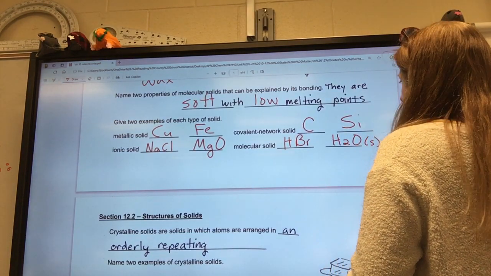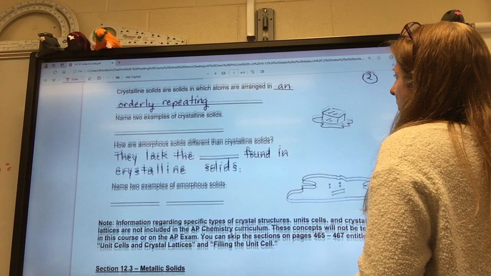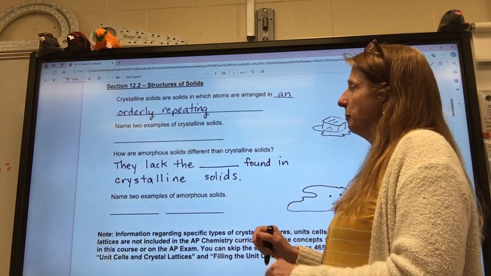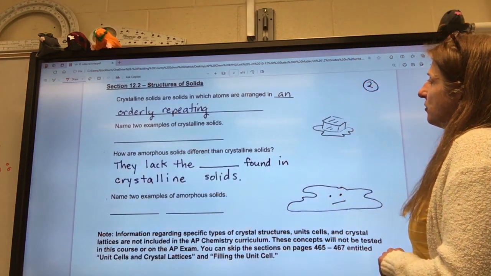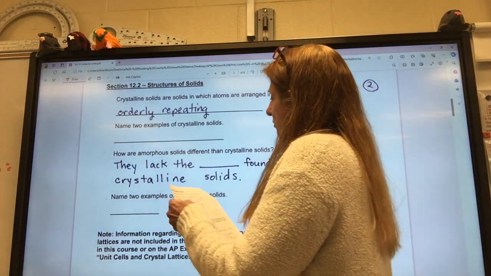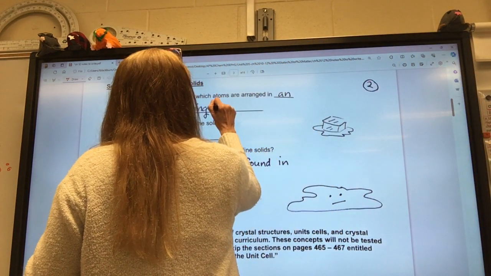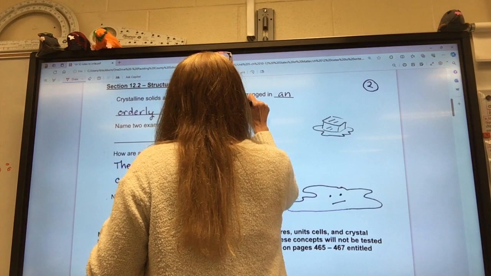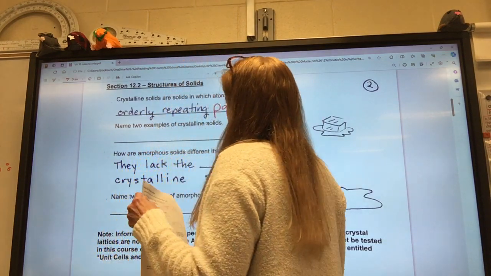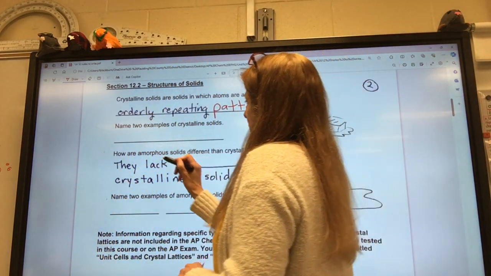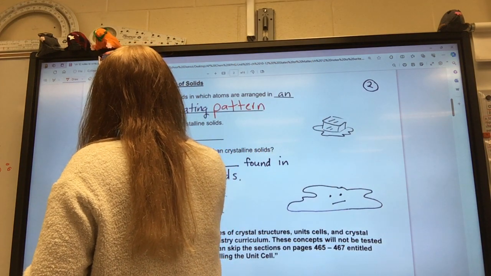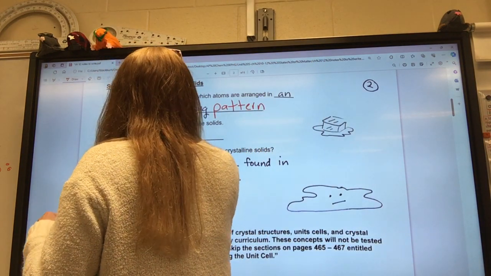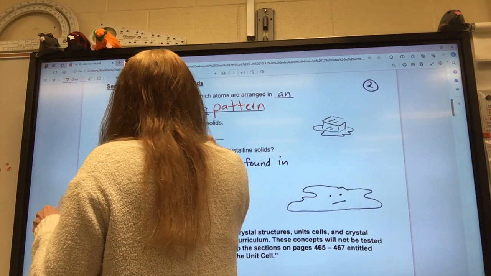This is some easy stuff that you pretty much know, but just in case, I decided we better go over it. Crystalline solids are solids in which atoms are arranged in an orderly repeating pattern. Okay, name 2 examples of crystalline solids. That'd be your salt, sodium chloride, and another one is silicon dioxide.